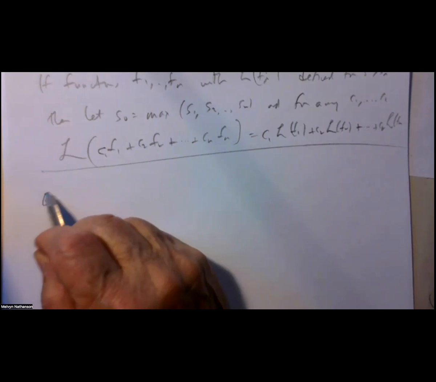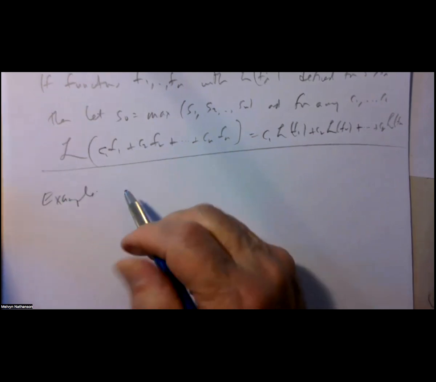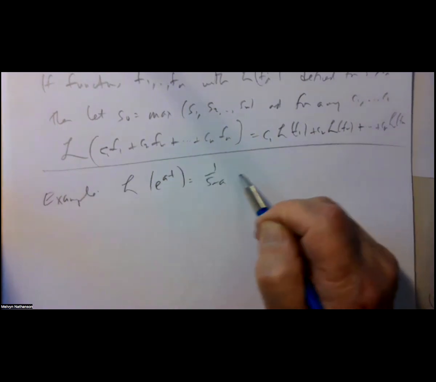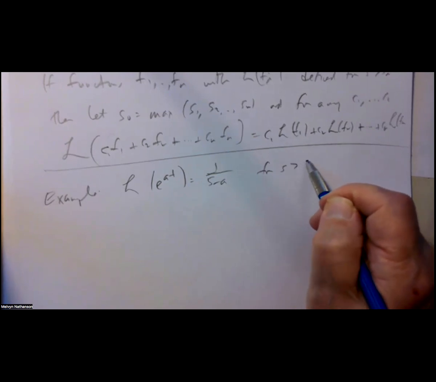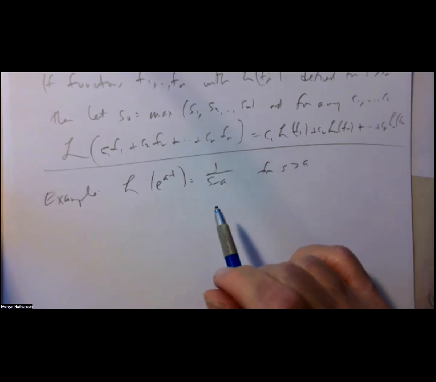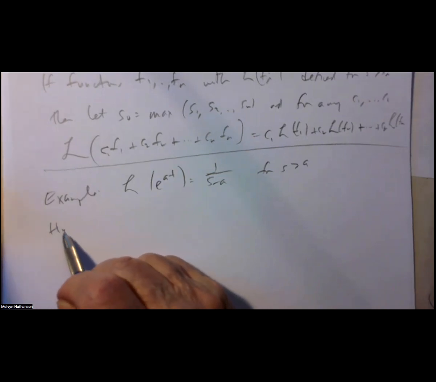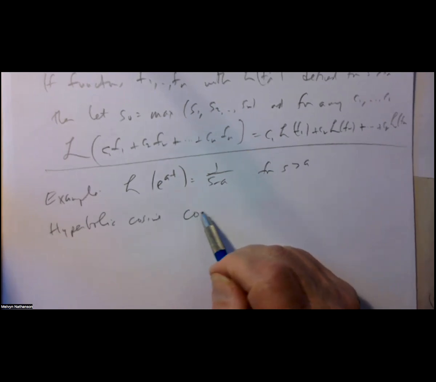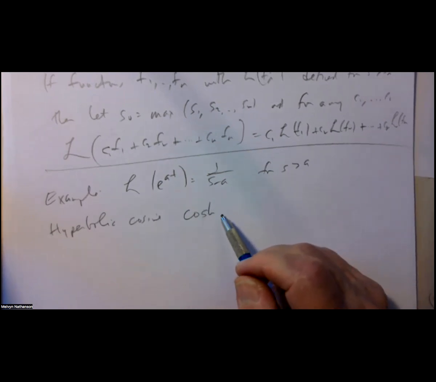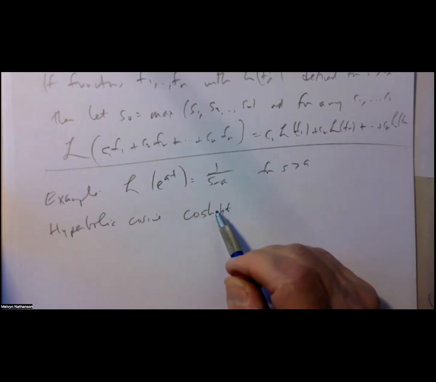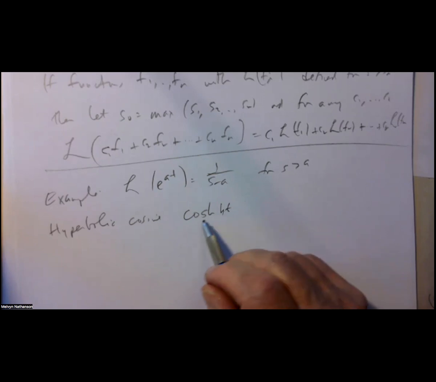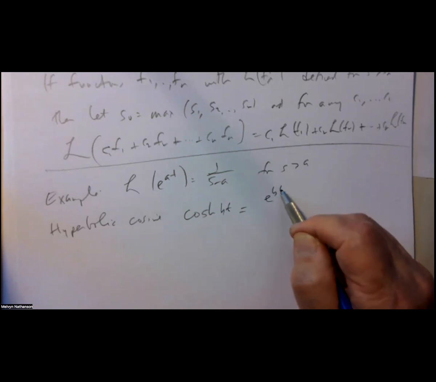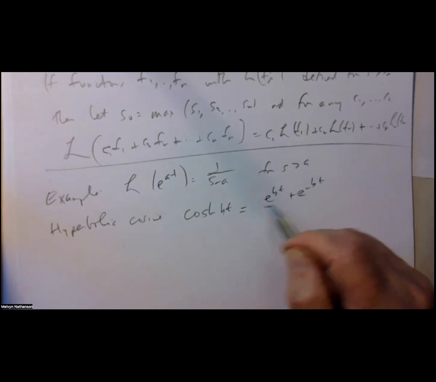So for example, we saw that the Laplace transform of e to the at is 1 over s minus a for s greater than a. Suppose I take what is called the hyperbolic cosine function, cosh, of some number bt. So the hyperbolic cosine is defined to be e to the bt plus e to the minus bt over 2.